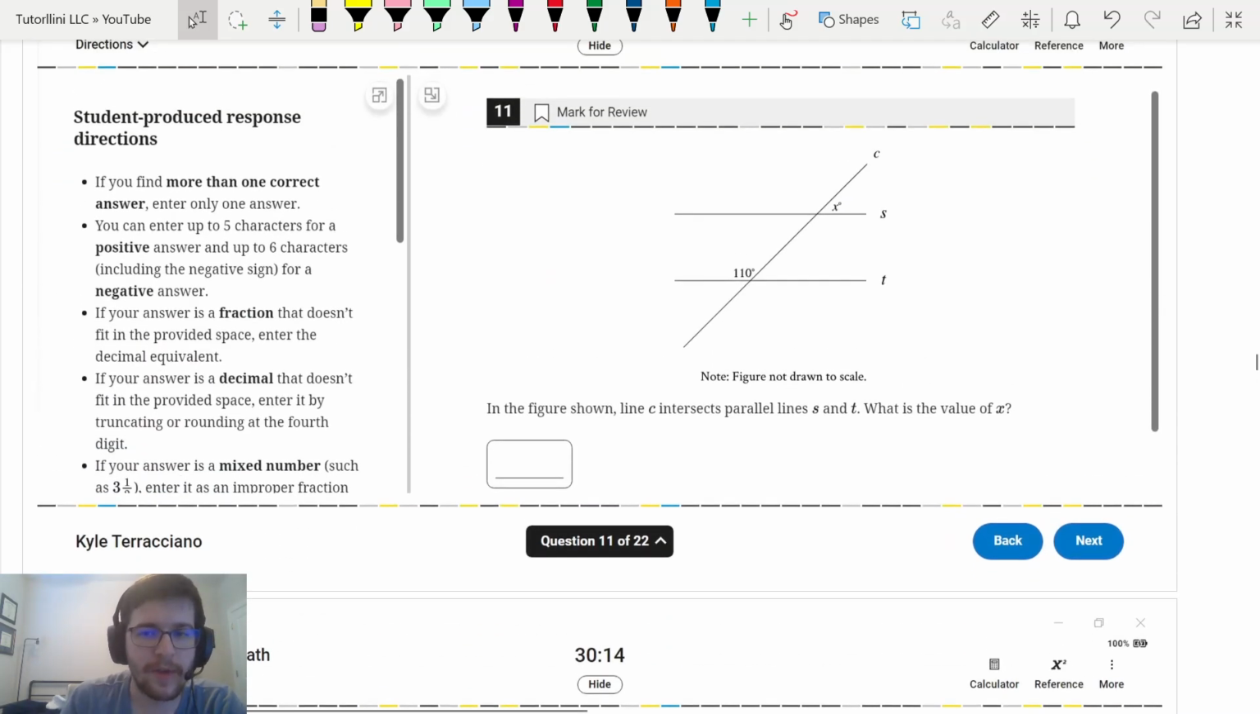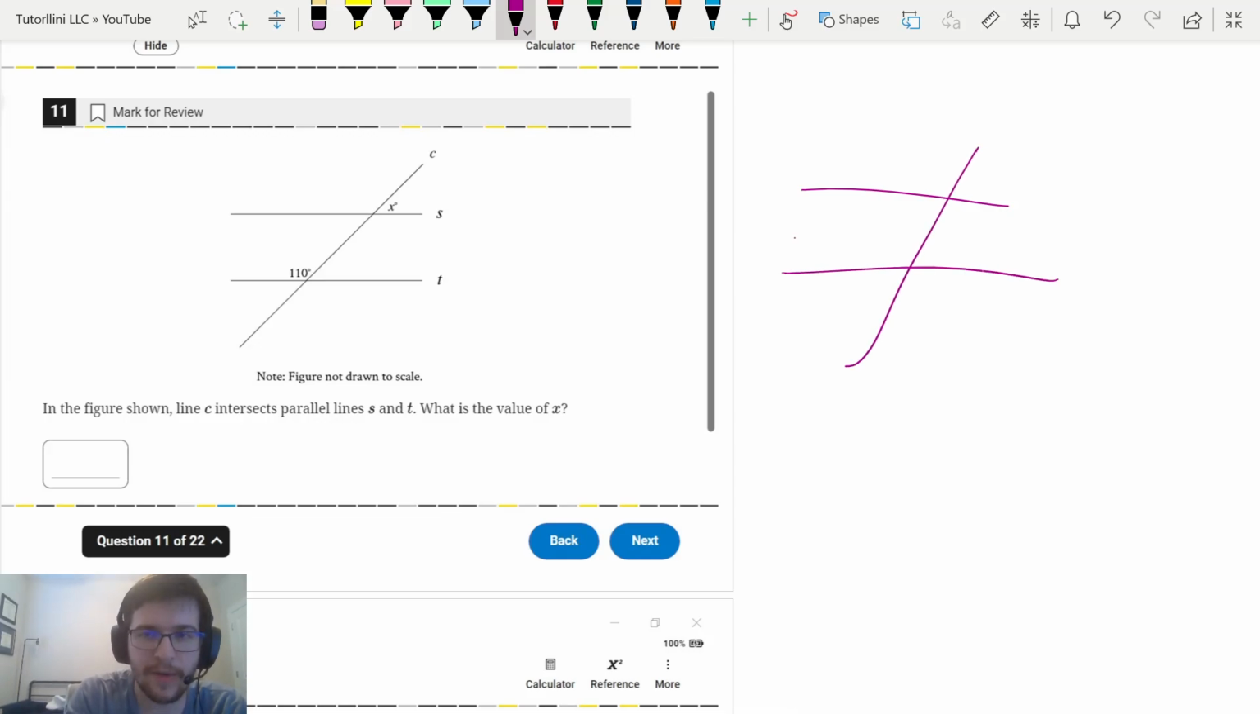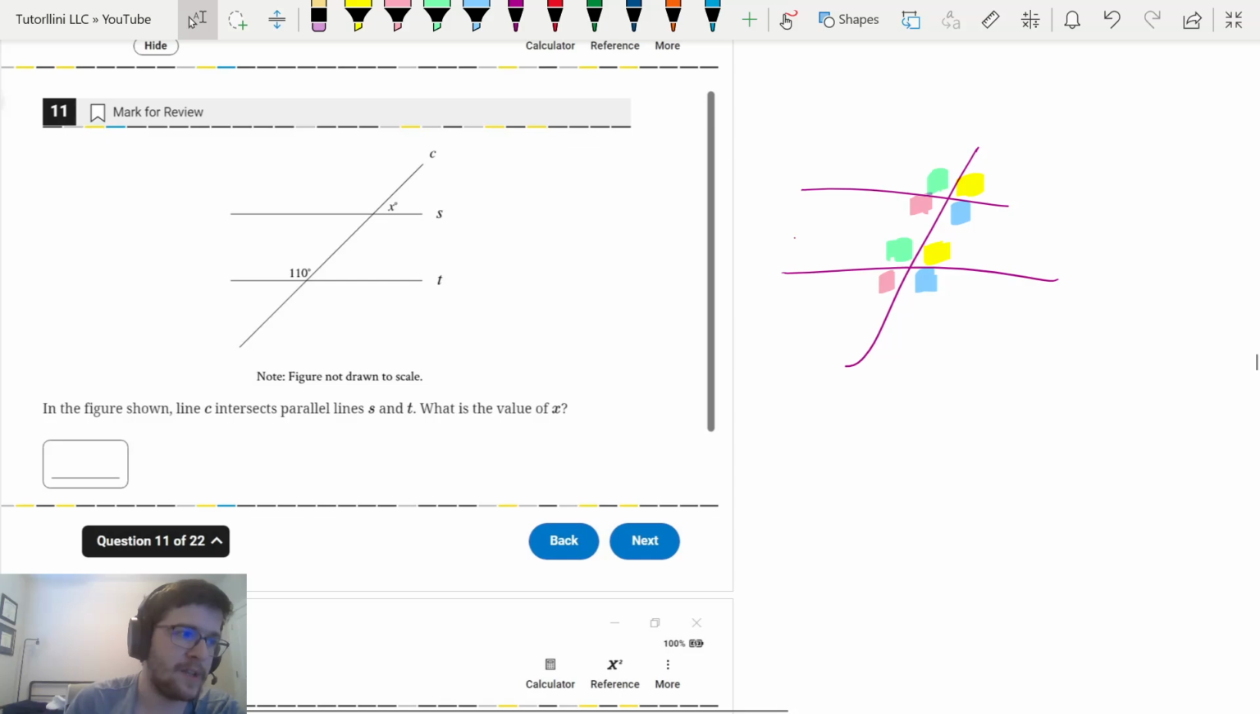All right, for this one, the really important thing that you've got to know is that when you have parallel lines, all the corresponding angles, if they look equal, they're equal. Top right equals top right, top left equals top left, bottom right equals bottom right, and bottom left equals bottom left, okay? So this is called corresponding angles are equal for parallel lines, okay?